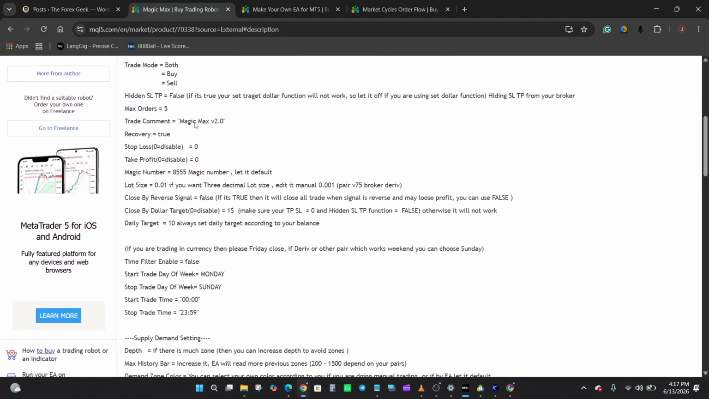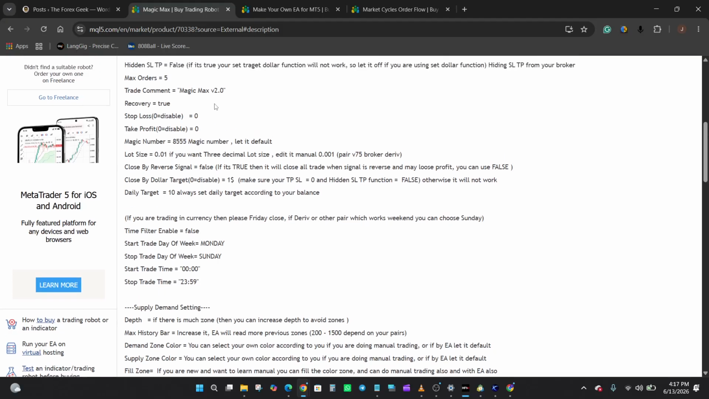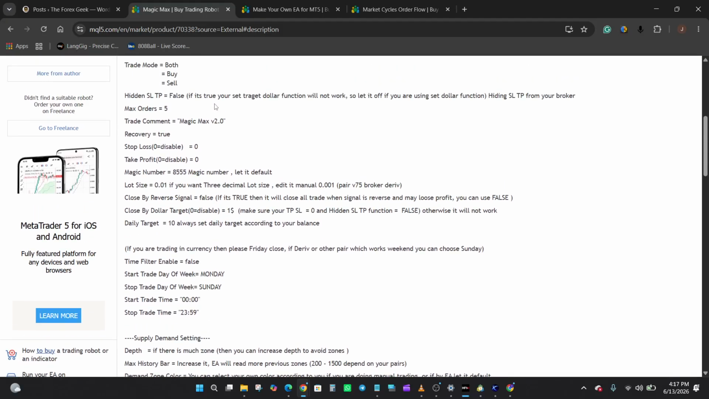As I scroll further, I can see there are multiple configurable parameters related to trade management. For example, there's a max orders setting, which limits how many positions the EA can open at once. And there is also a recovery option that can be enabled or disabled depending on how aggressively you want the EA to manage positions.